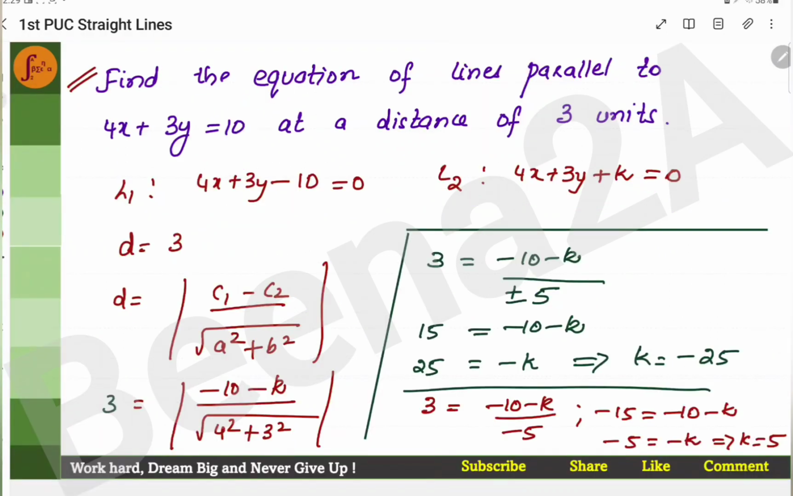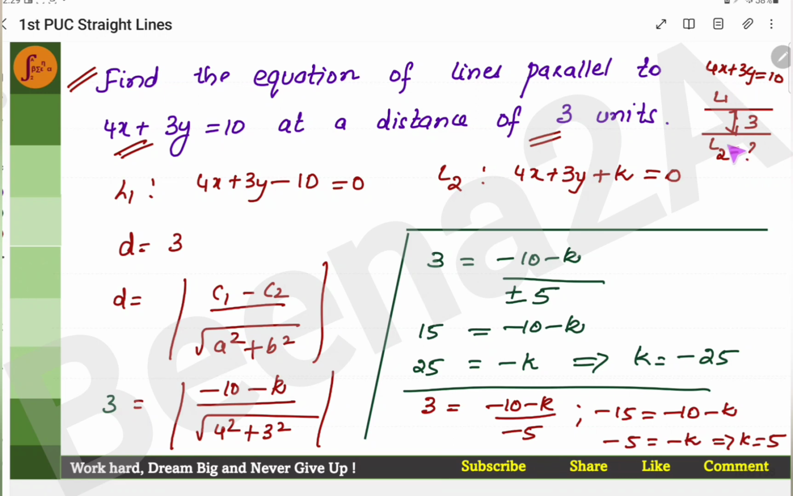Now let's take another problem. Find the equation of lines parallel to this particular line, which is at a distance of 3 units. So you have two lines. You have two parallel lines. Equation of one is given. You have to find the equation of the other. Equation of L1 is given, which is 4x plus 3y is equal to 10. You have to find this equation, and distance between these two lines is 3.